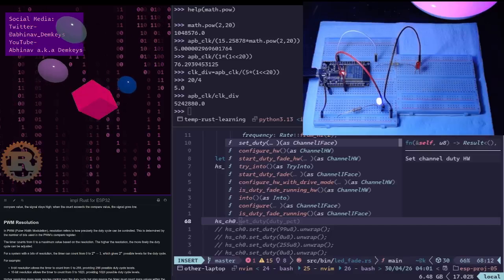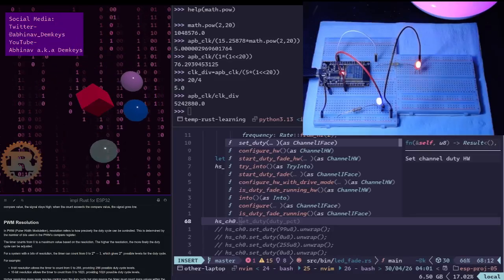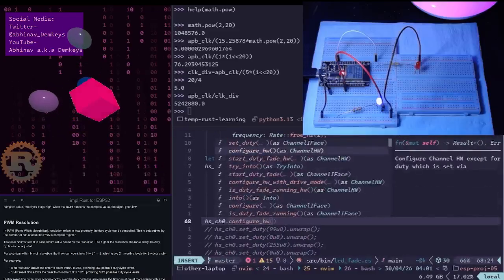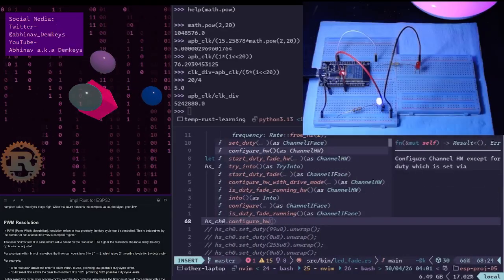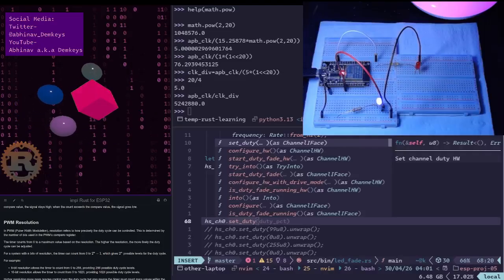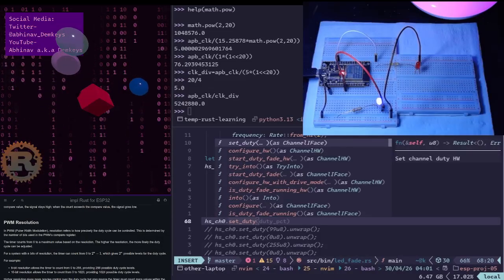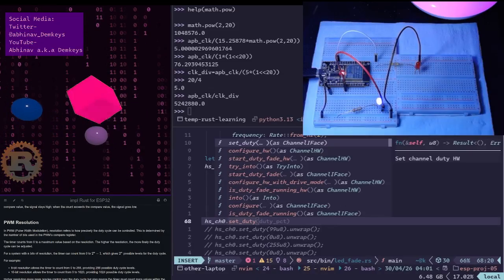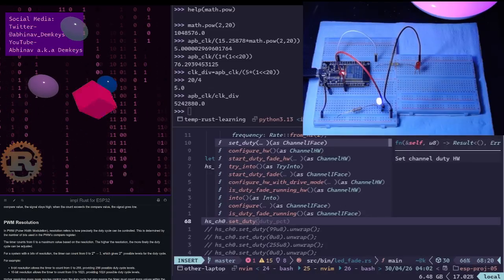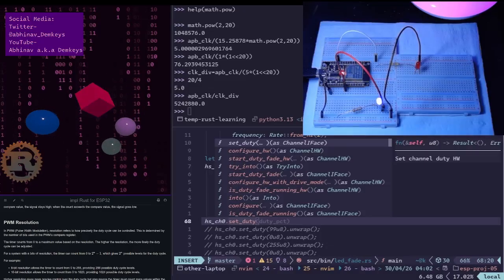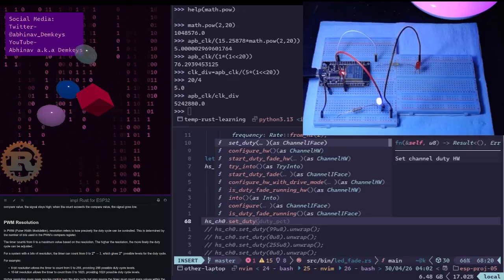Because I don't see options to turn this off. Also, in the past I was wondering why we have these HW methods. So another thing: set duty. In the past I was kind of confused about whether set duty takes a 0 to 100. What do you call it?